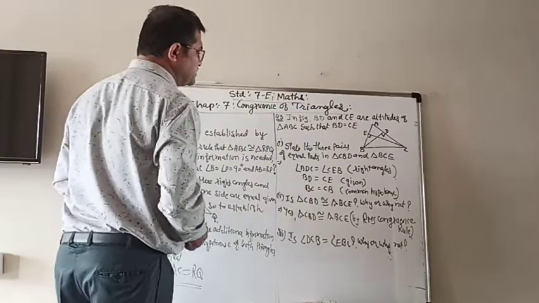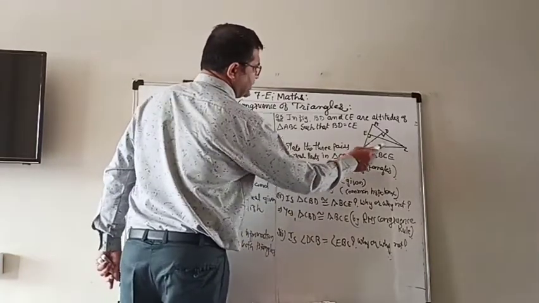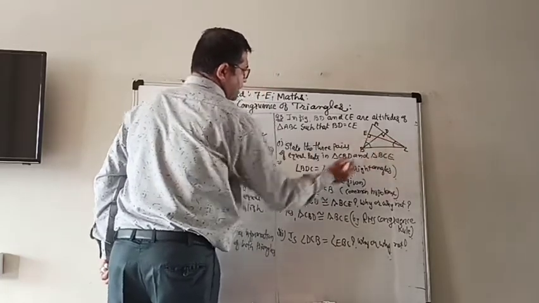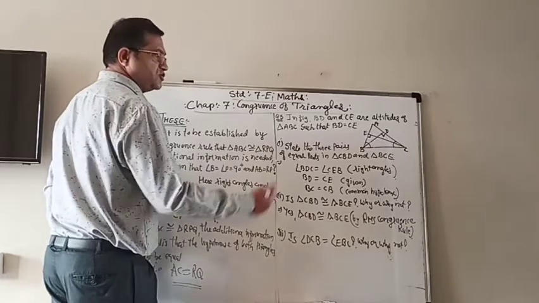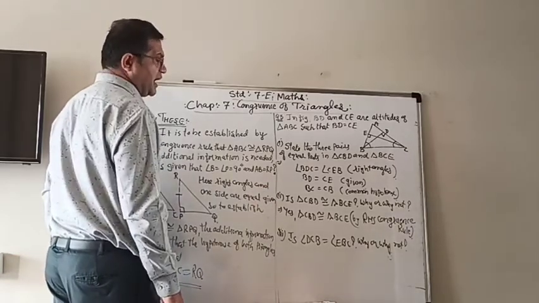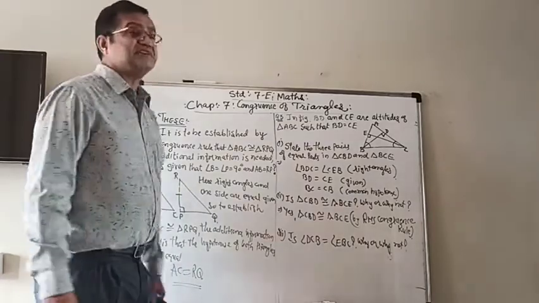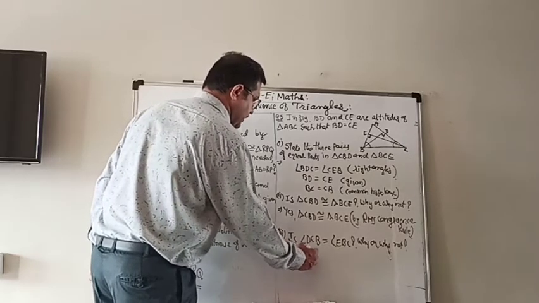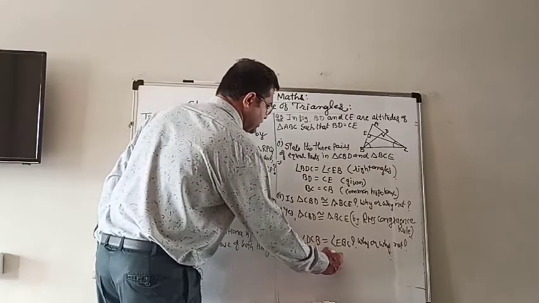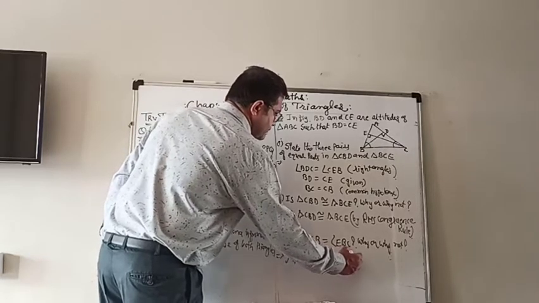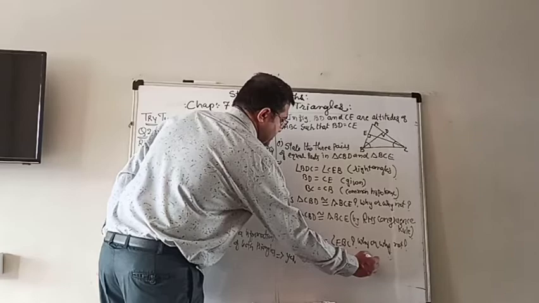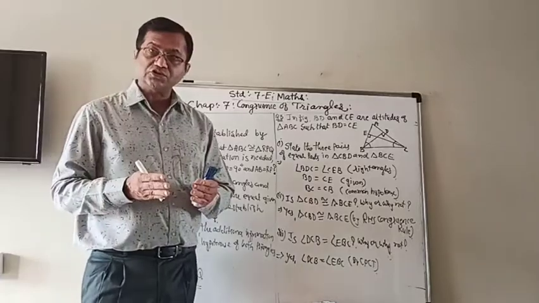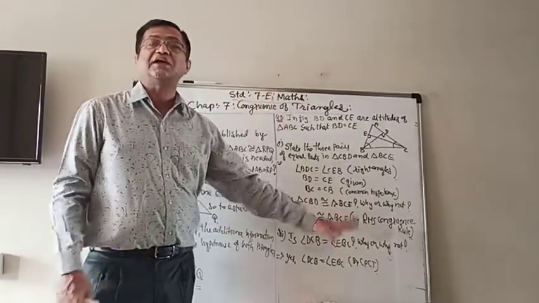So now angle DCB. Angle DCB means this whole angle. And angle EBC. So you can see that they are corresponding, by symmetry it is true. So we can write down, yes, angle DCB is equal to angle EBC by CPCT, meaning corresponding parts of congruent triangles.